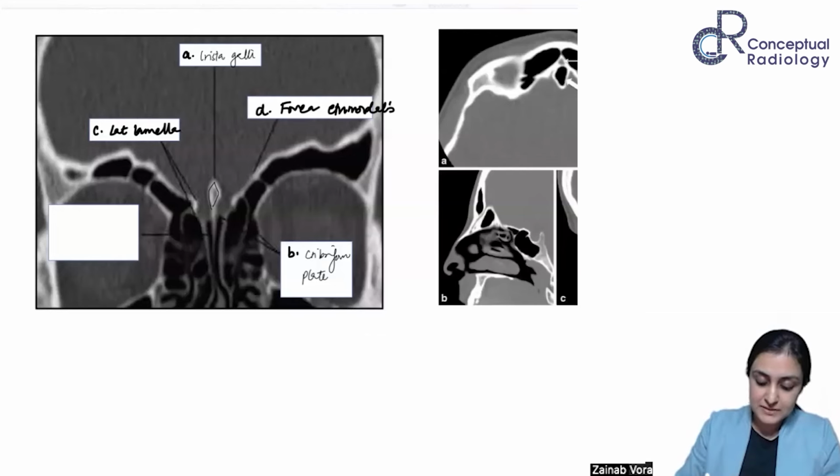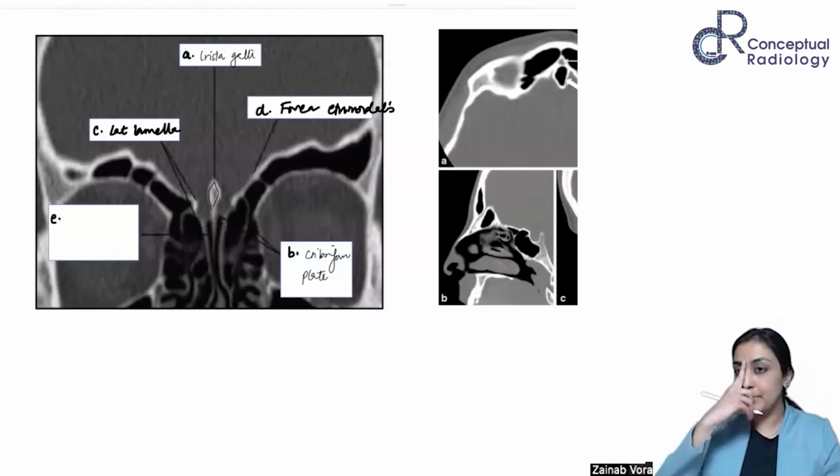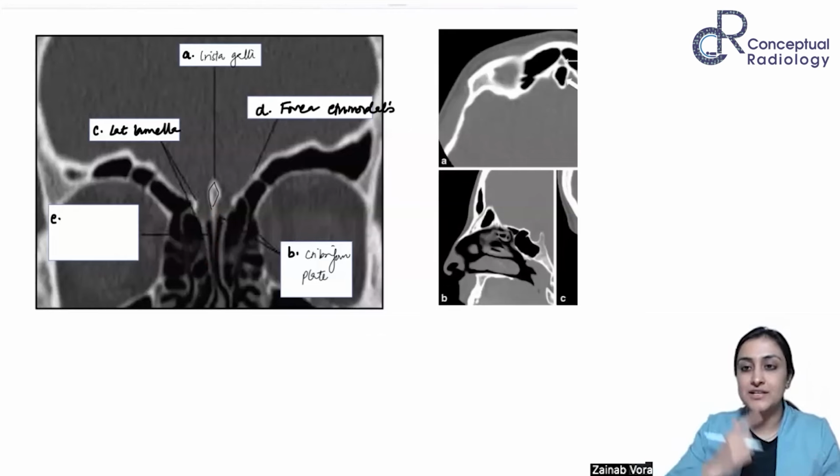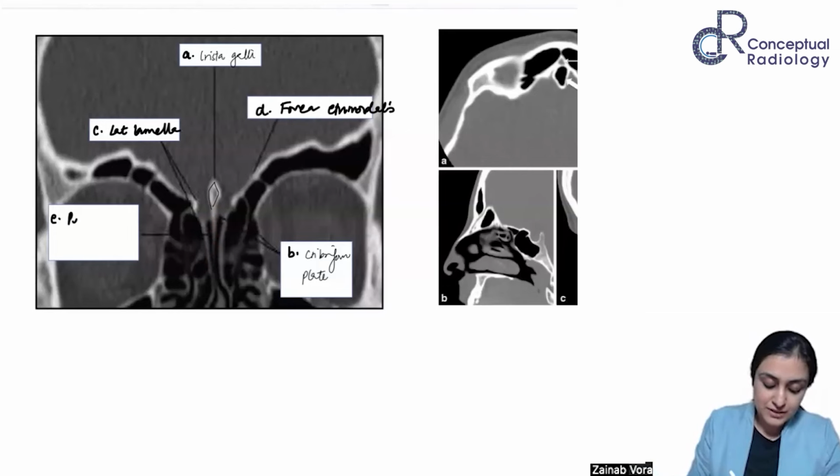And what is this part here? The one which is left, what is it? Just pointing it out for you. What is this? This is the perpendicular plate, right? Our nasal septum is partly bony and the rest of it is cartilaginous. So it's the perpendicular plate of ethmoid that forms the bony part of the nasal septum. So that is the perpendicular plate.